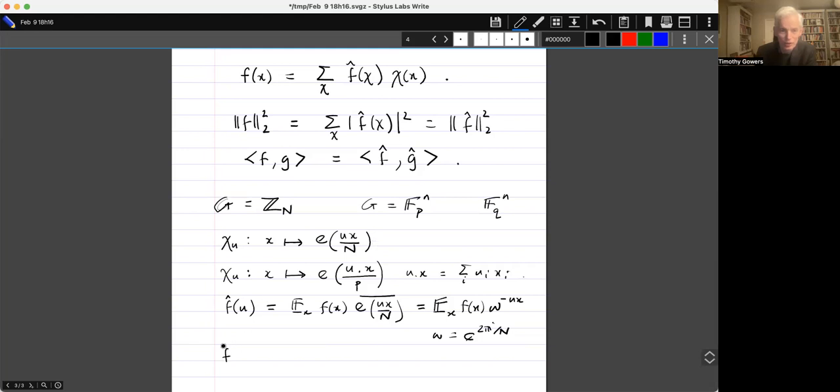And in the case of Fp to the n, it looks almost exactly the same, but it means something slightly different. So f of x, and actually, I also prefer not to put these complex conjugates. I prefer to write something which means exactly the same thing, as I've done here with this minus, and write e of minus ux over n. And then here it would be e of minus u dot x over p. Just substitute this character in for my inner product, which again I could rewrite as the average of f of x omega to the minus u dot x, where now omega is e to the 2 pi i over p, a pth root of unity instead of an nth root of unity for the second formula.